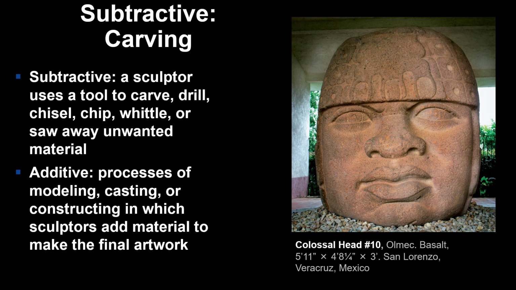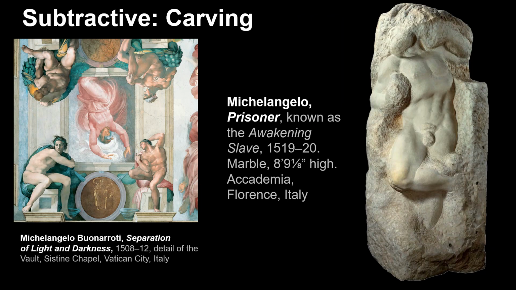So in subtractive carving, a sculptor uses a tool to carve, drill, chip, chisel. In this case, a stone was used. When we think of carving, we often think, of course, of the great Renaissance artists, and in particular Michelangelo. You might be more familiar with Michelangelo and his painting, especially his ceiling of the Sistine Chapel in the Vatican. But really, it's his carving that he had a closer connection to.